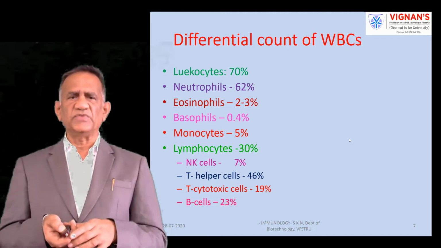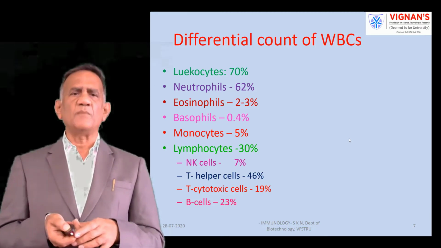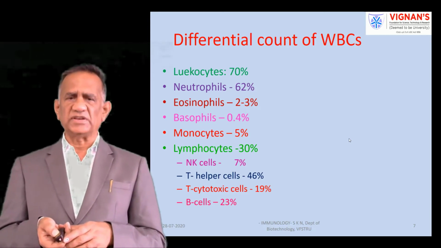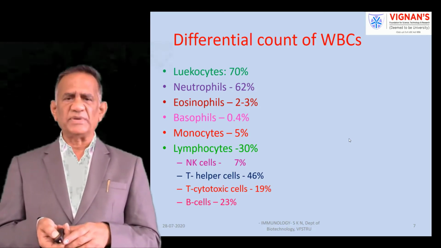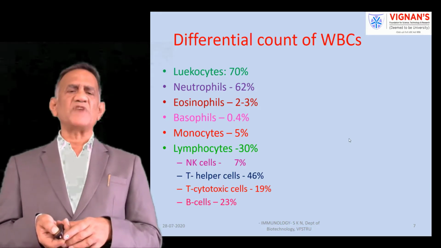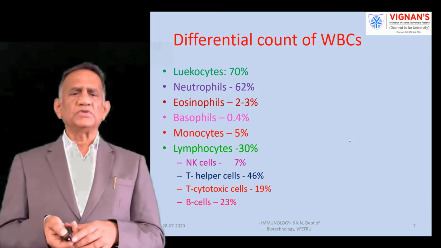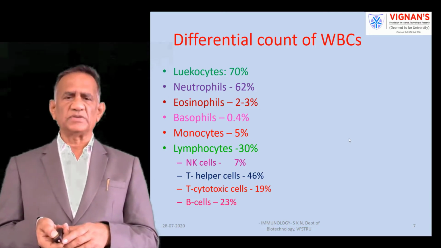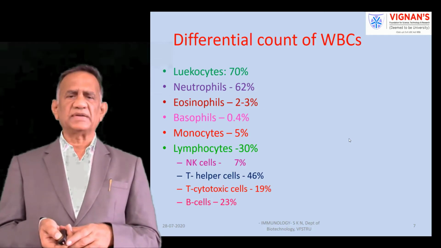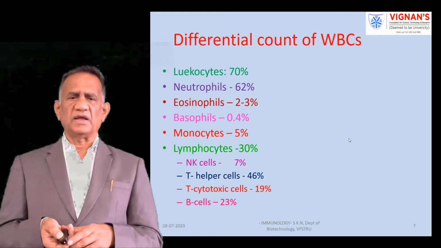So here the interesting feature is neutrophils are predominant among the leukocytes. Now let us see the lymphocytes. Lymphocytes are 30%, of which T helper cells are predominant. T helper cells, as I mentioned to you, the T cell is the master immune cell. So this regulates the total immune function. It is about 46% of the 30%. And B cells are those cells which maintain the memory of our infections.